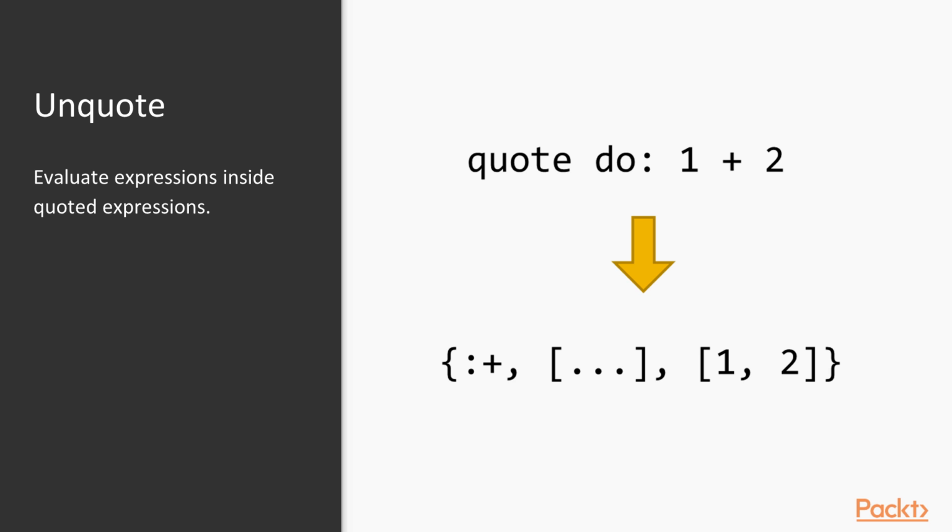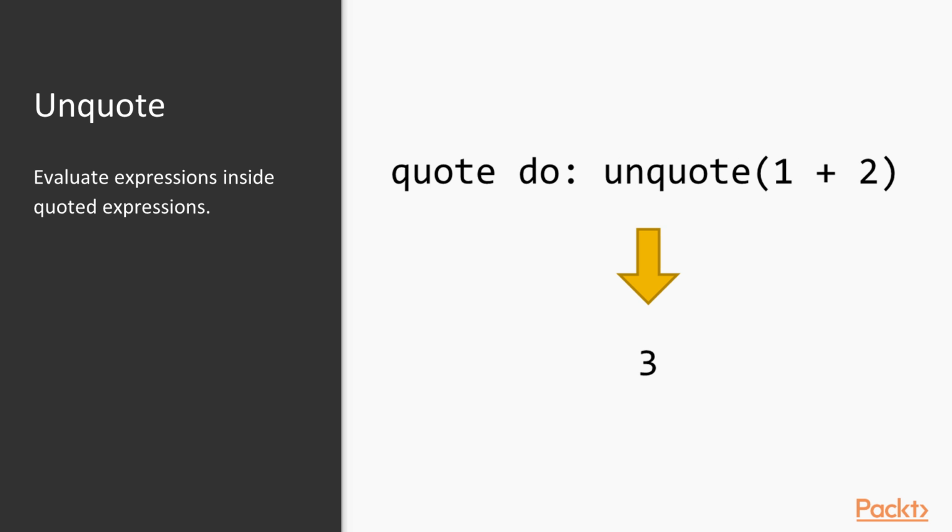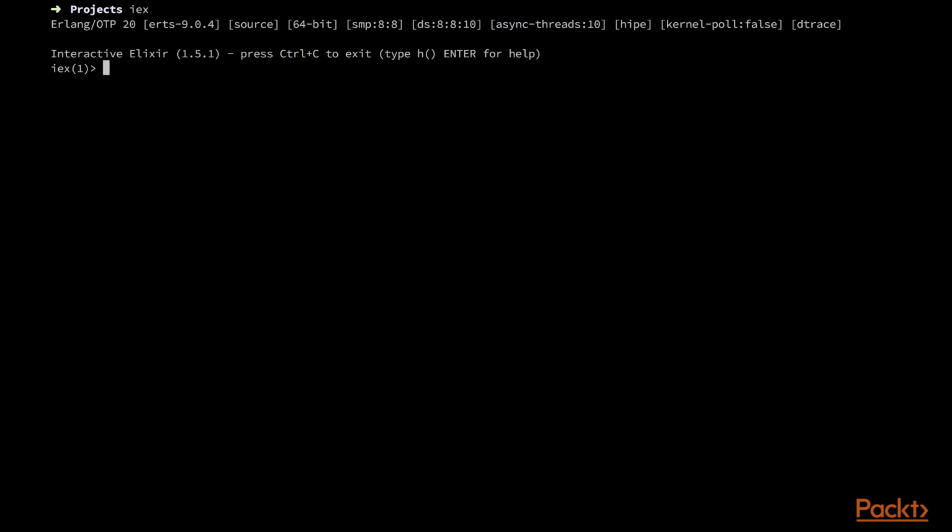We can use the unquote macro inside the body of a quote to force the evaluation of whatever is inside the body of unquote. In this case, if we unquote 1 plus 2, the quoted form is immediately evaluated to 3. Let's see how unquote affects the values of quoted expressions. We'll start by binding a string to a variable called name. If we simply try to quote the name variable, we'll see that the value does not get propagated inside the quoted expression as per the previous example.